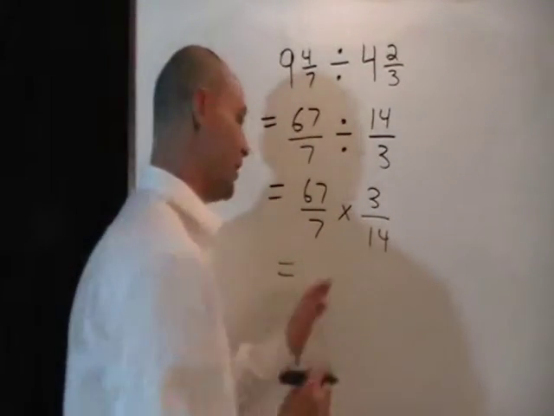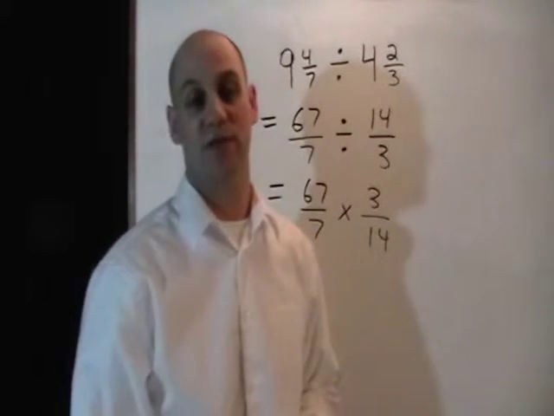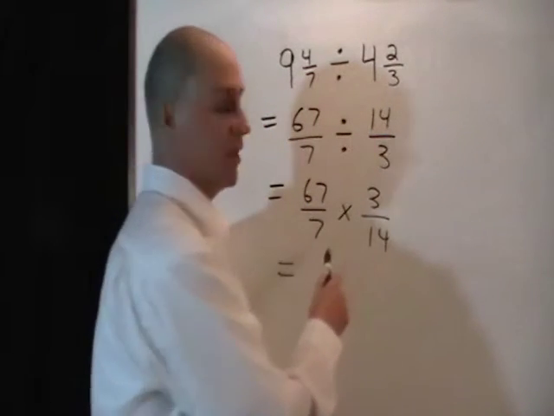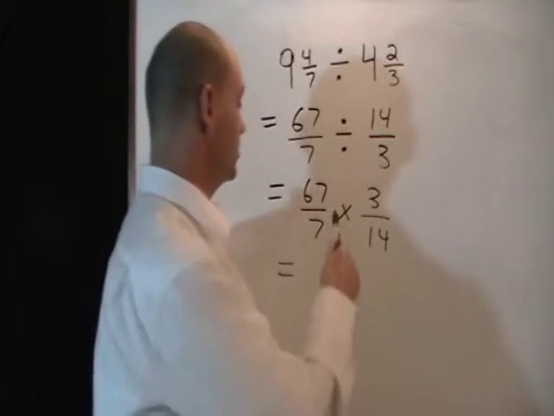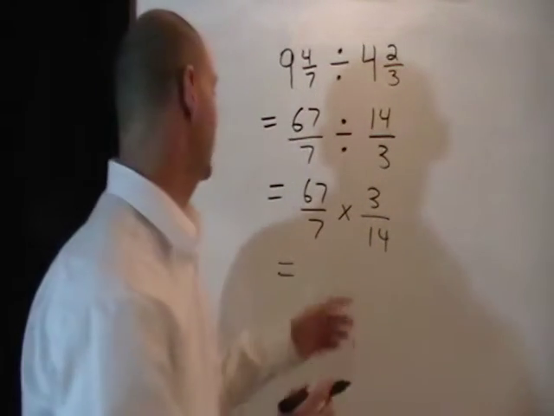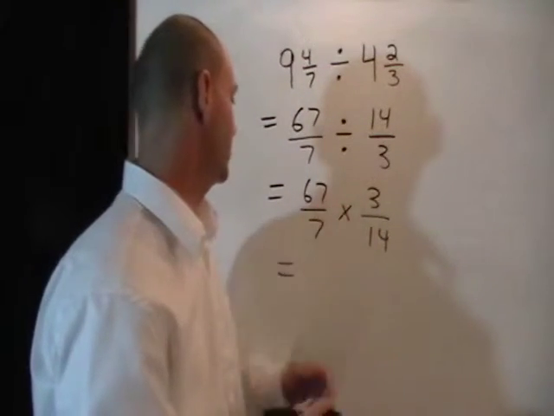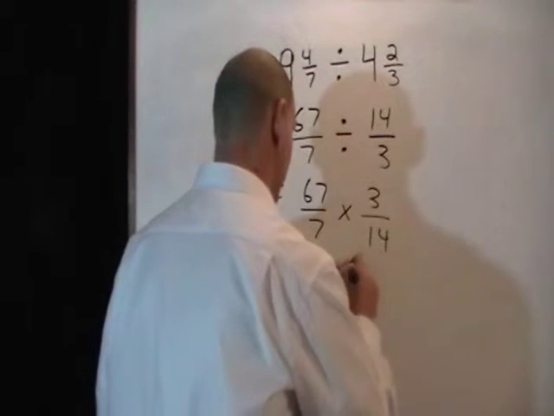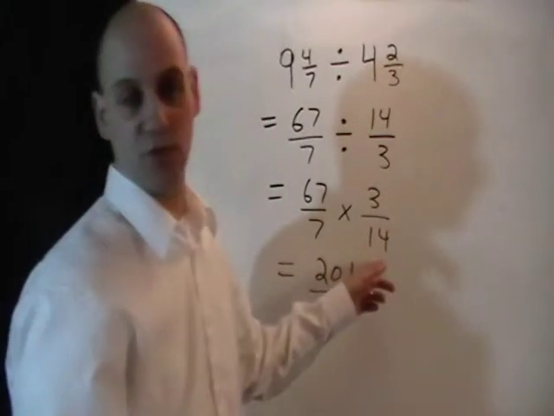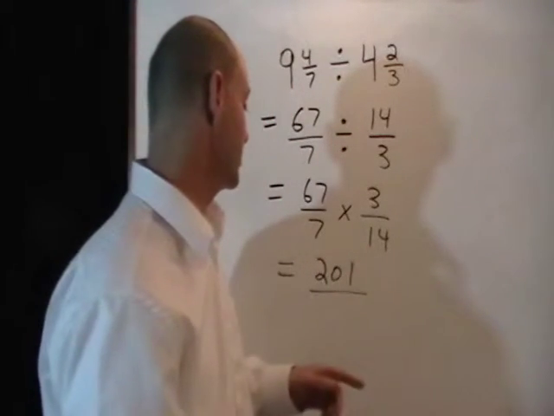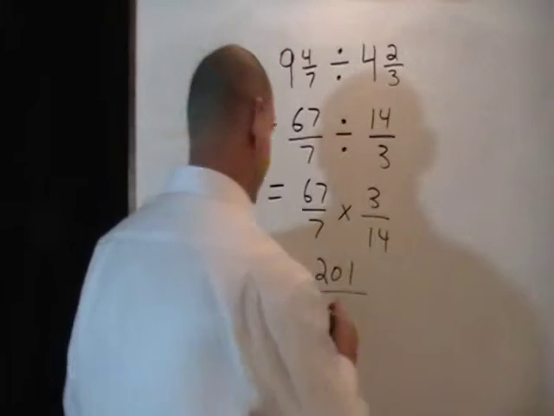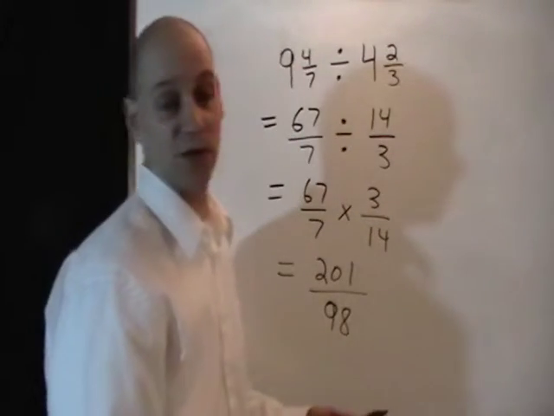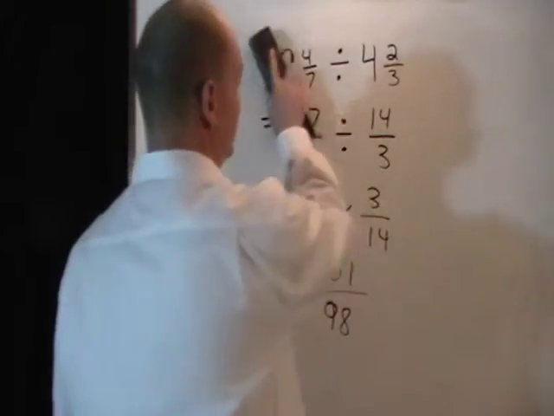So now we have a multiplication question, just like previous. And with multiplication, we're going to multiply the numerators and multiply the denominators. So 67 times 3 is going to be 180 plus 21 is 201. And 7 times 14 is going to be 70 plus 28 is 98. And so 201 divided by 98 is the answer.